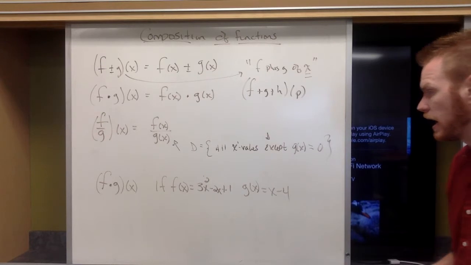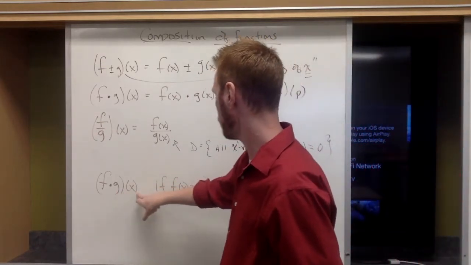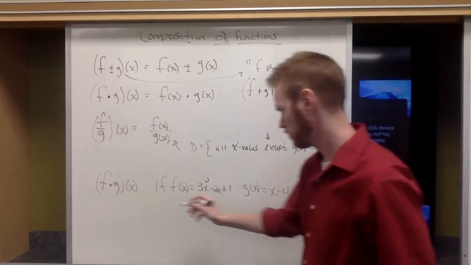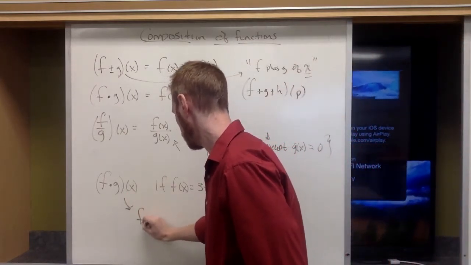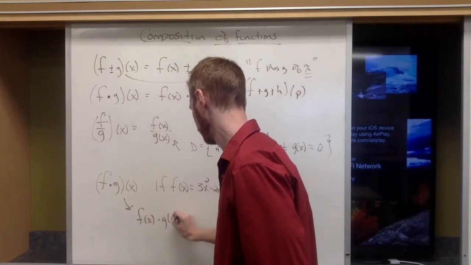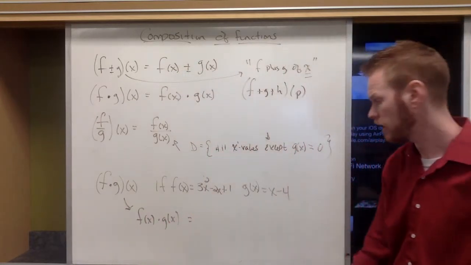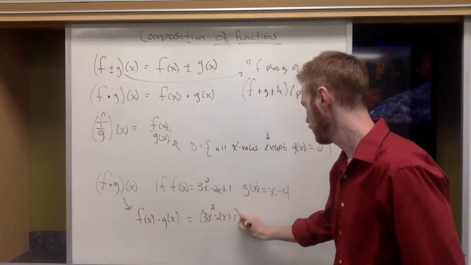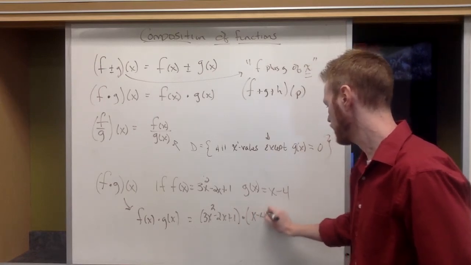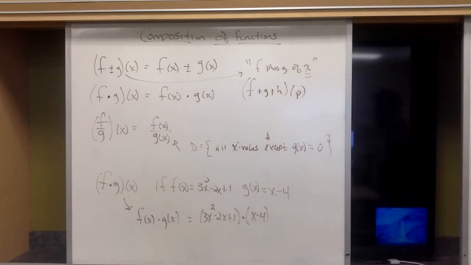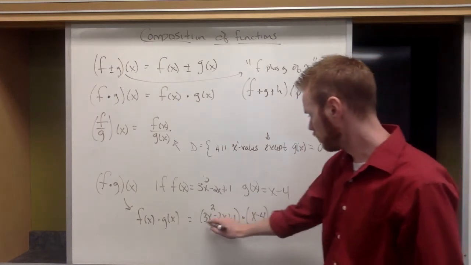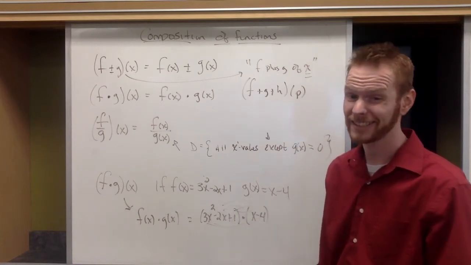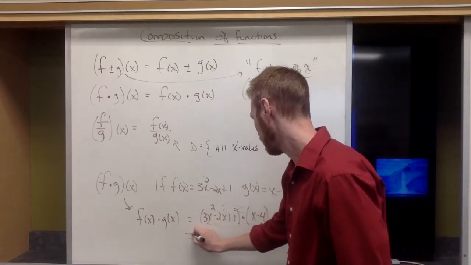So here's an example. I want to figure out what f times g of x is, given that these two functions are as follows. Bringing this down, that's the same thing as me multiplying these individually. So let's go ahead and do that. Function f would be 3x squared minus 2x plus 1 times g of x, which would be x minus 4. So go ahead, distribute everything that's in this trinomial to the binomial. It does come out to be a lot of terms.